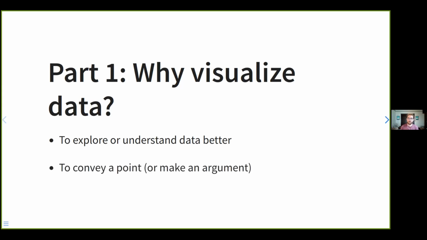And there's another reason. We may want to visualize data to convey a point or make an argument. And this may feel a little bit strange for a researcher, but the fact is that anytime you're making a figure for a publication or research journal, you are in a way trying to make a point.